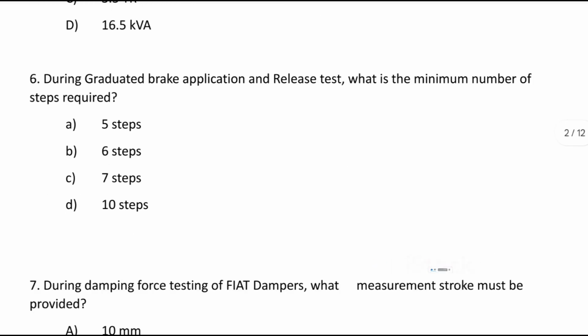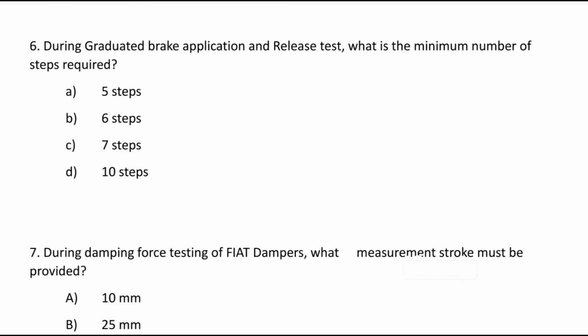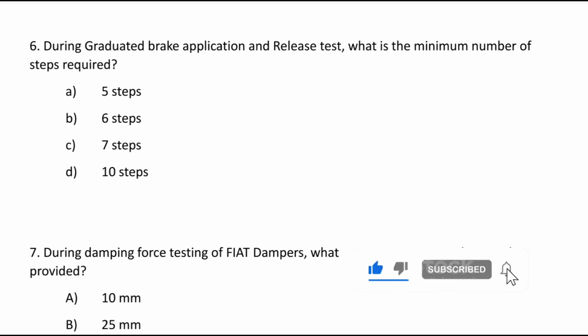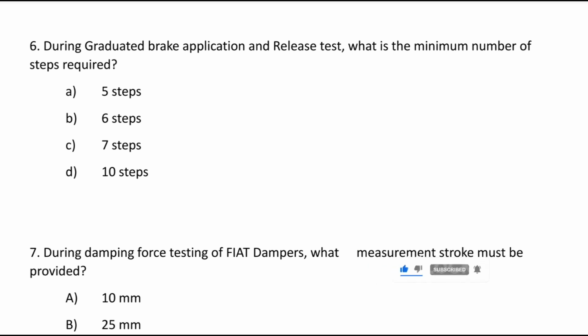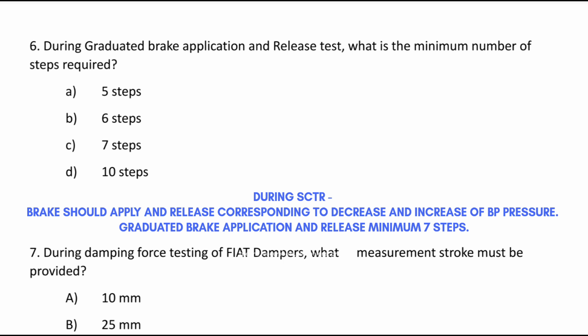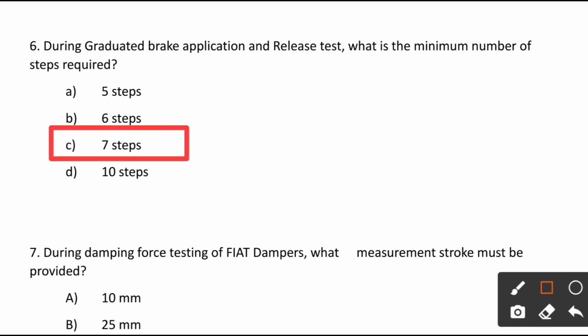6.0 kW. 6. During graduated brake application and release test, what is the minimum number of steps required? A. 5 steps. B. 6 steps. C. 7 steps. D. 10 steps. During SCTR, brake should apply and release corresponding to the decrease and increase of BP pressure. Graduated brake application and release minimum 7 steps. In this question the correct answer is C.